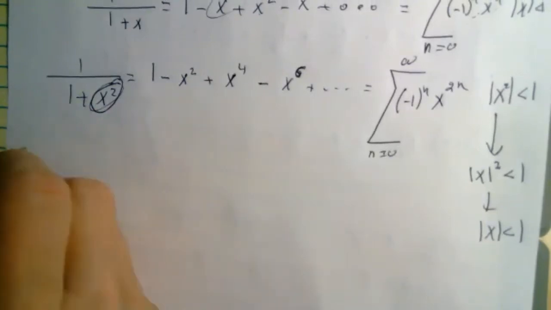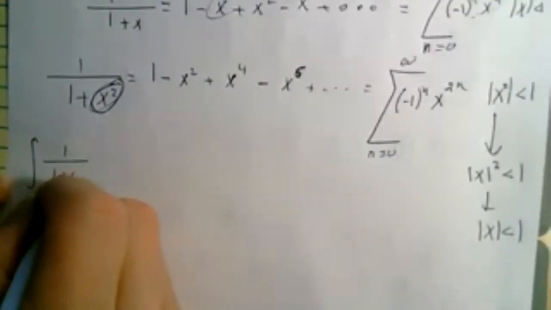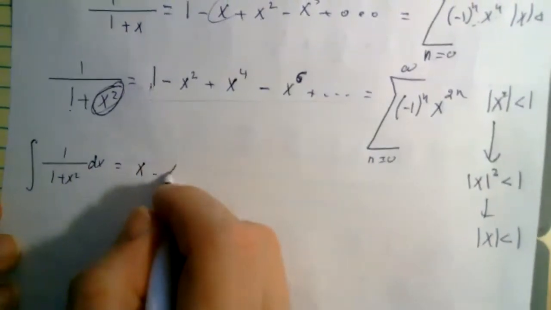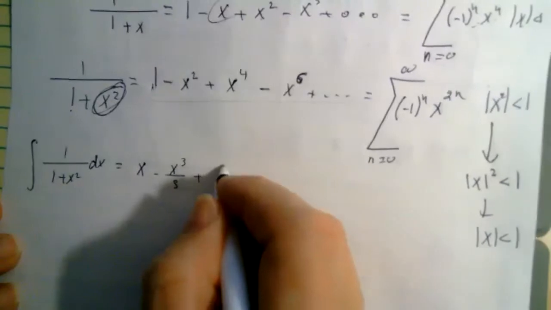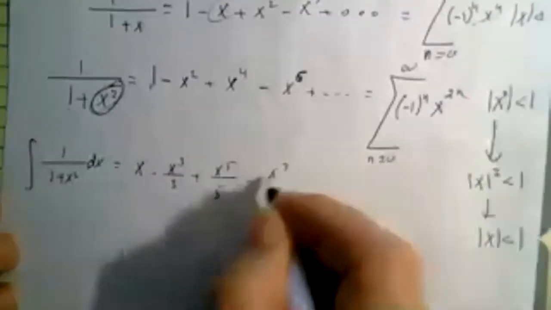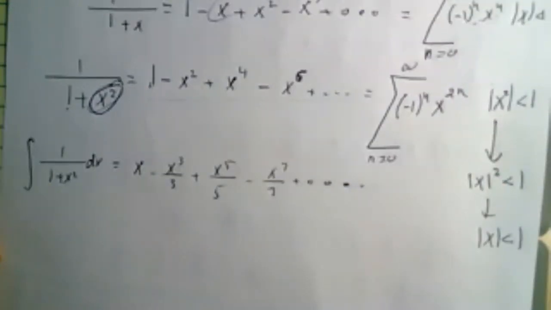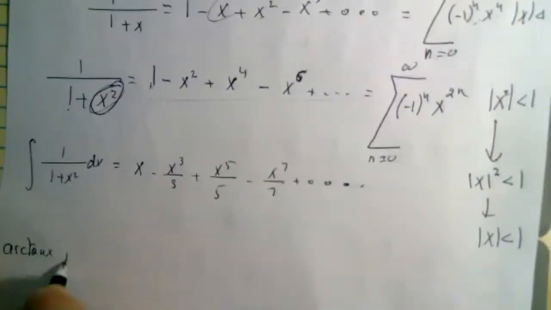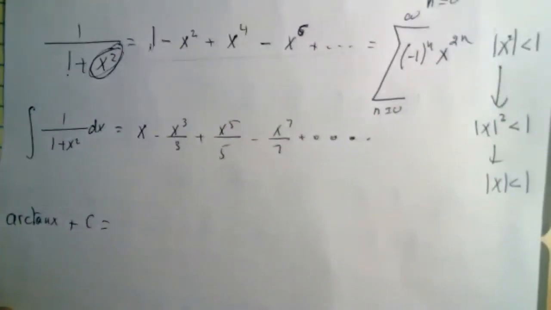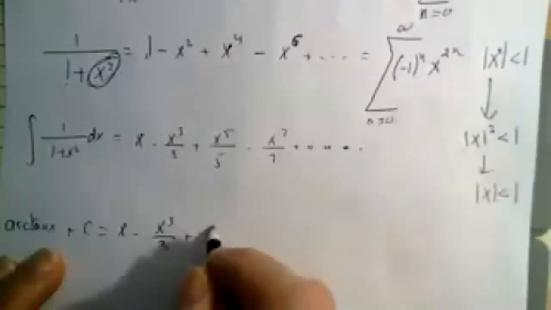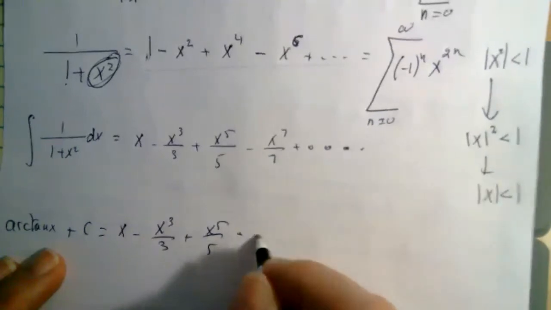Now the antiderivative. So I say, okay, the antiderivative of that, integrating this means term by term integration. So that's going to give me x minus x³/3 plus x⁵/5 minus x⁷/7, etc. And then we are in sigma notation in 1 minute. So now what is the arctangent? This is the arctangent up to a constant that we take care of in a second. It's going to be x minus x³/3 plus x⁵/5 minus etc.